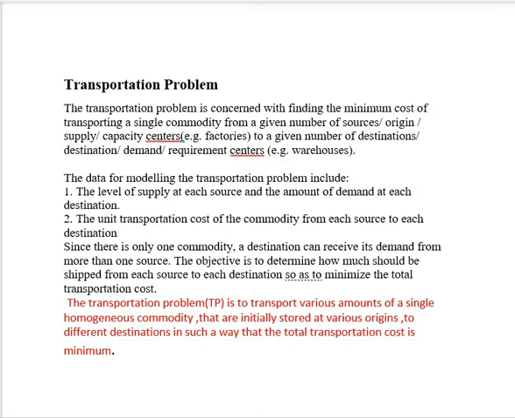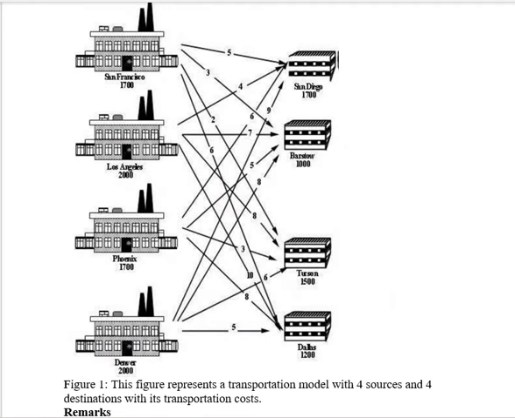the total transportation cost. Thus, the transportation problem, or TP, is to transport various amounts of a single homogeneous commodity that are initially stored at various origins to different destinations in such a way that the total transportation cost is minimum. This figure represents a transportation model with 4 sources and 4 destinations with its transportation cost.